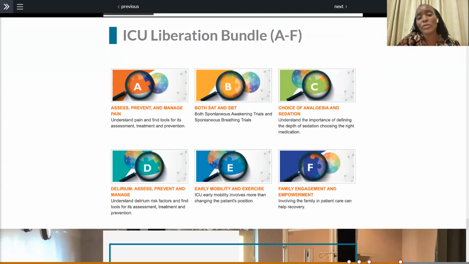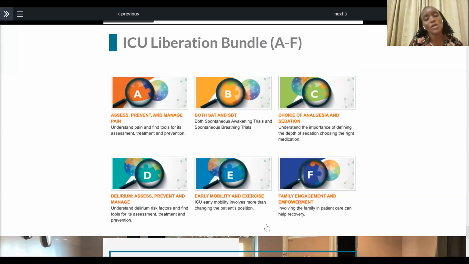But there's also the ICU liberation bundle to find out if the patient is ready for extubation or ready to be removed from the ventilator. So one, you need to assess, prevent, and manage pain. So understanding pain and finding tools of assessment, treatment, and prevention. Then you also need to check on whether this patient is breathing spontaneously. So you give spontaneous breathing trials. So basically you put the patient maybe on spontaneous mode on the vent, or you can take the patient off the vent and see whether this patient has any breaths or is making any effort.